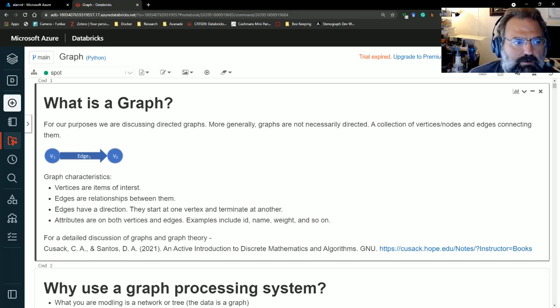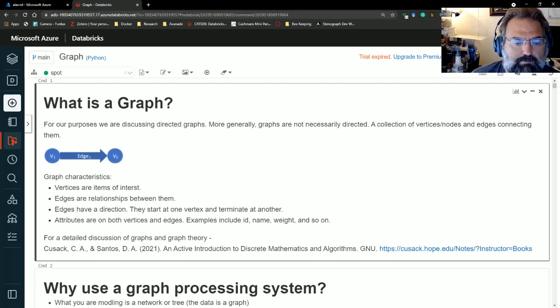Also, graphs can have cycles. They can go to themselves directly, so you can have an edge that goes from V1 back to V1, as well as one that goes from V2 back to V1, creating a longer cycle. Those are the key concepts. Generally speaking, both vertices and edges have things like a name. They may also have additional attributes associated with them as well.